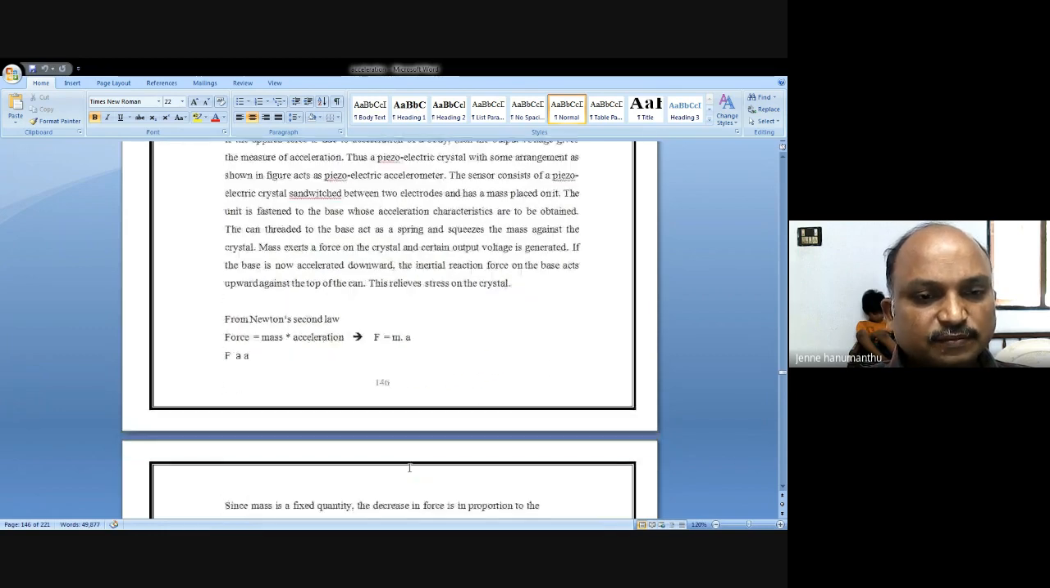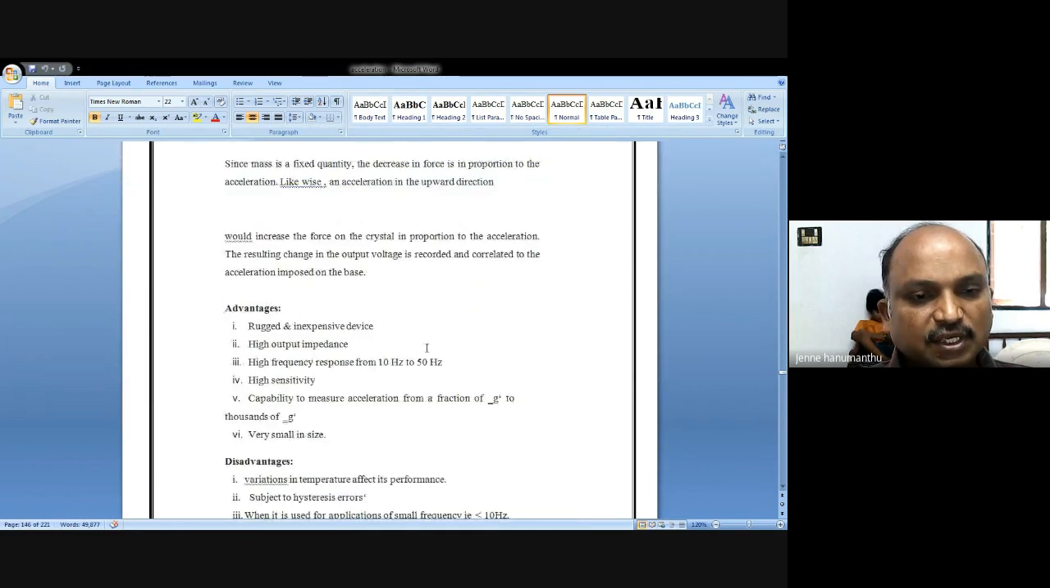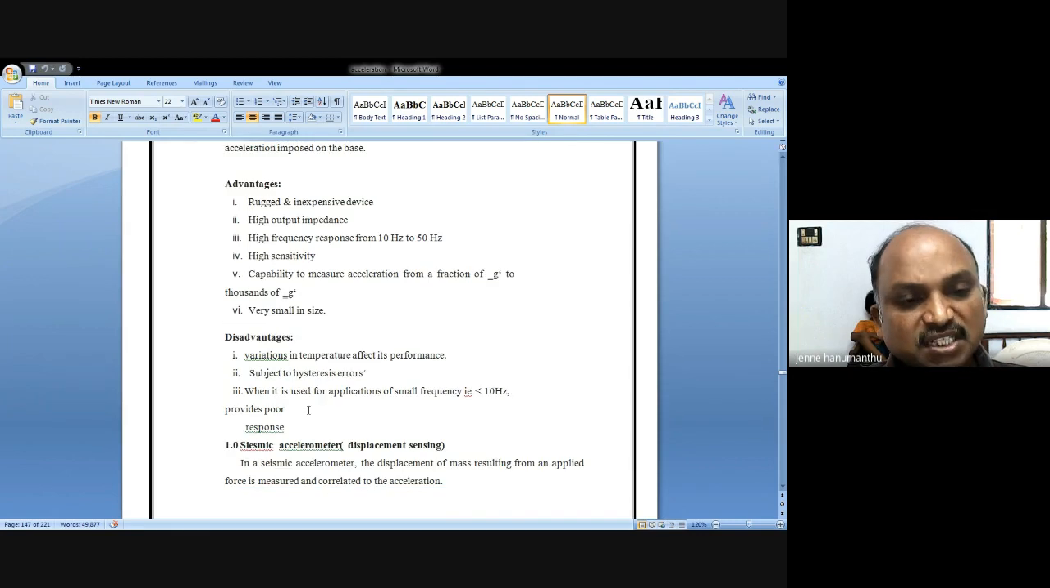Next, see this relation F equals M A as per Newton's law. There are some advantages with this: high output impedance, high frequency response, and high sensitivity. It has the ability to measure accelerations from a fraction of g to thousands of g, and it is very small in size. These are some advantages. There are some disadvantages: variations in temperature are a problem, and there is a hysteresis problem. Its response is very poor when the frequency is less than 10 Hz.